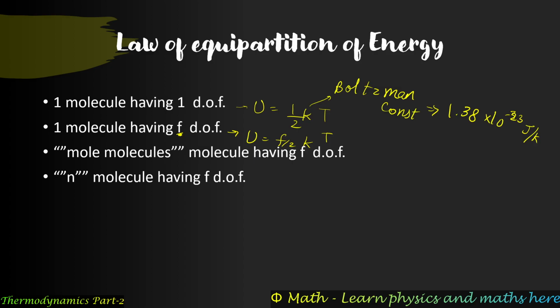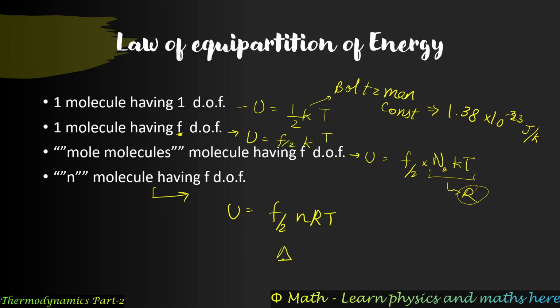Now let us multiply it by n. For 1 mole of molecules, we are going to multiply it with the Avogadro number, Na. So here, as we can see, Na k is R, the gas constant. Now we just take n molecules. So for n molecules, it would be F by 2 nRT.